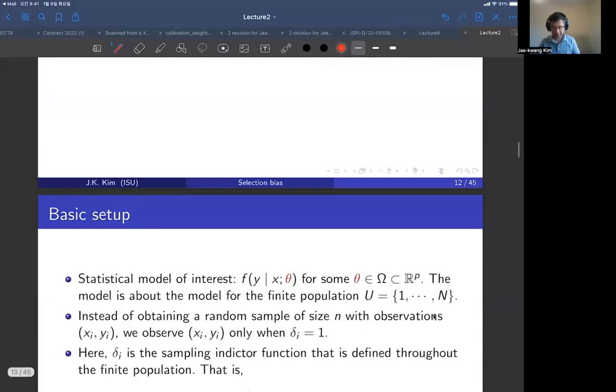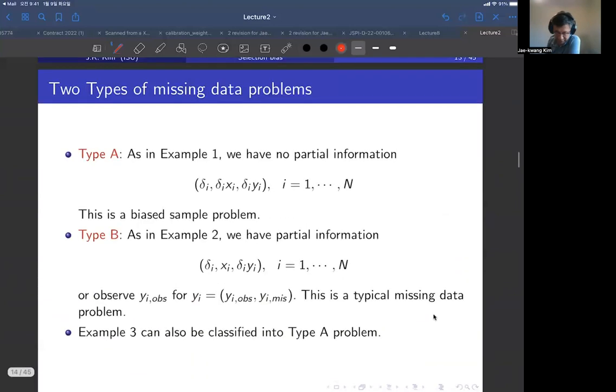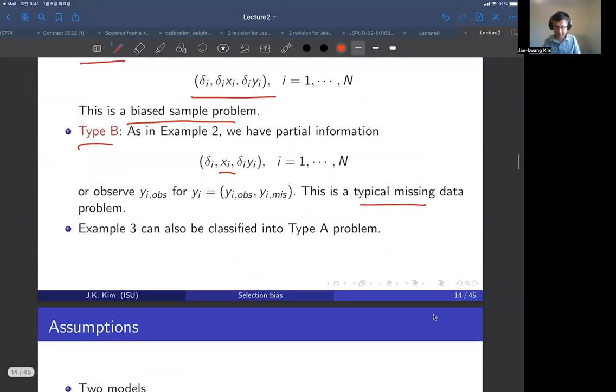Okay, problem setup. So you have a model, and then you observe x and y only when delta equals 1. Then you have a sample. And you can classify this missing data problem into 2 classes: type A and type B. Type A, you observe x and y only for delta equal to 1. So that is a biased sample problem. In example 2, we have partial information. So you have some partial missing data. So this is a typical missing data problem. Example 3 can also be classified into type A problem.